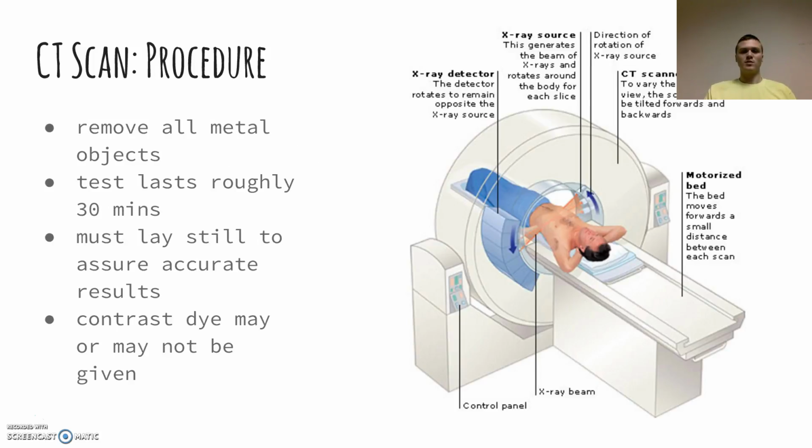So the procedure is pretty similar to the procedure for MRIs. You just need to remove all metal objects from your body, and it lasts about 30 minutes. It's a lot less loud than the MRI. It's pretty much silent. You need to lay completely still to assure accurate results, and contrast dye may or may not be given. So you can just see here the pieces of the machine.